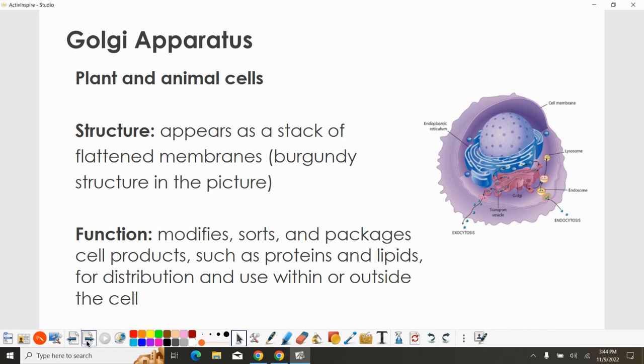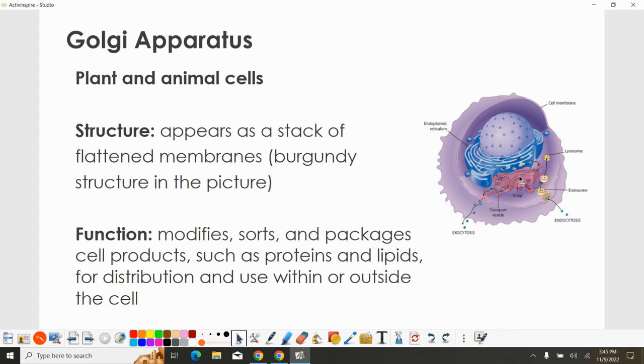The Golgi apparatus are next. It's another structure that you find in both plant and animal cells. It appears as stacks of flattened membranes. It is the burgundy one in this picture here. They're free-floating and not attached to anything, unlike these blue ones in the back that we're going to learn about in a little bit, which are attached to the nucleus. So they're free-floating stacks of membranes.